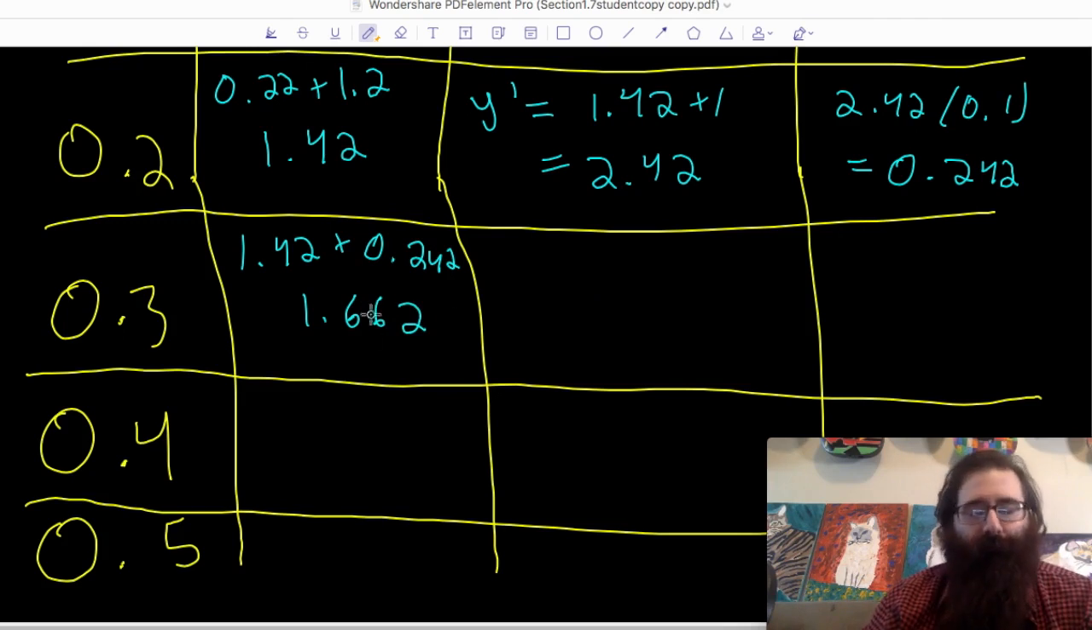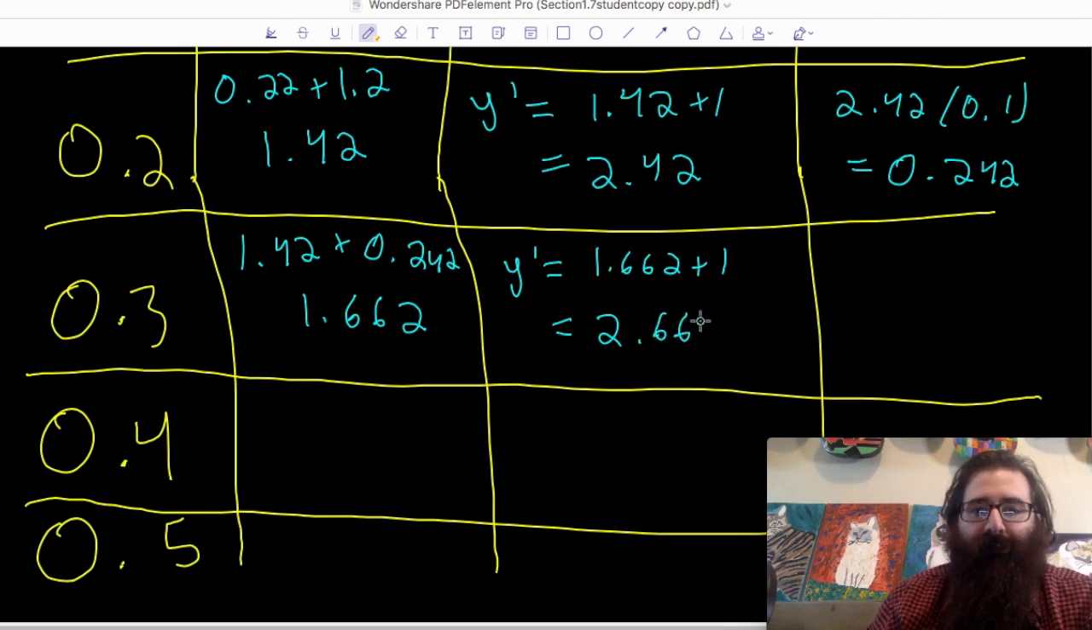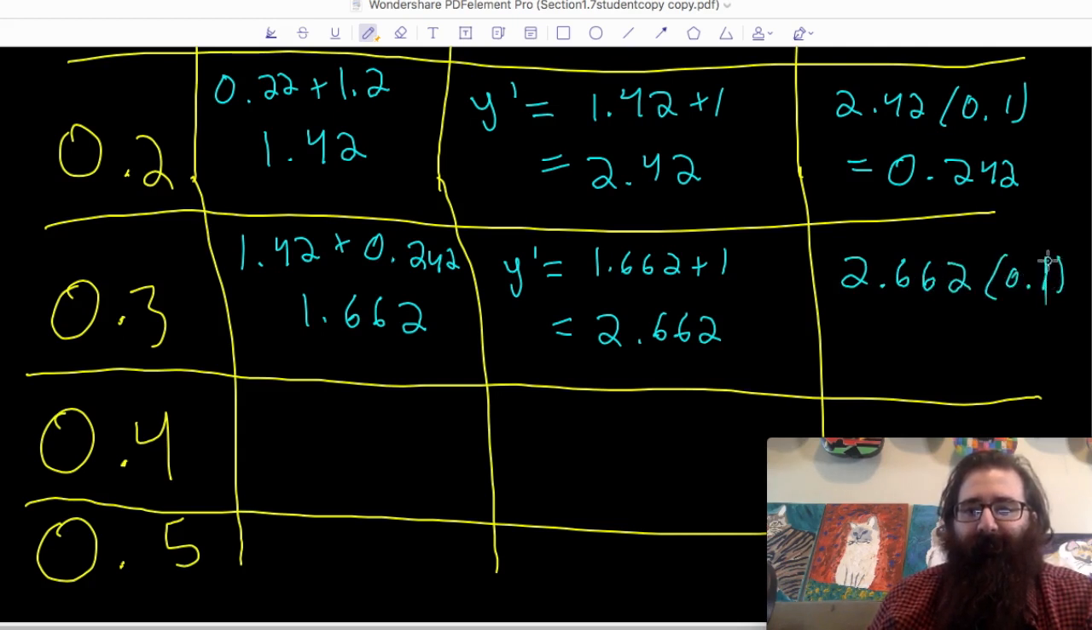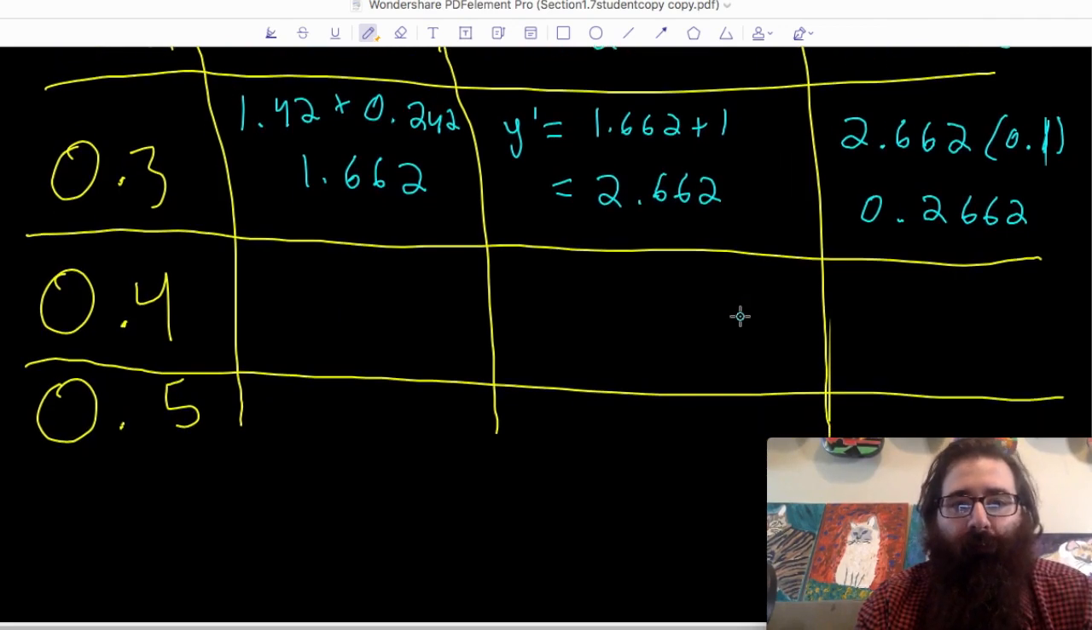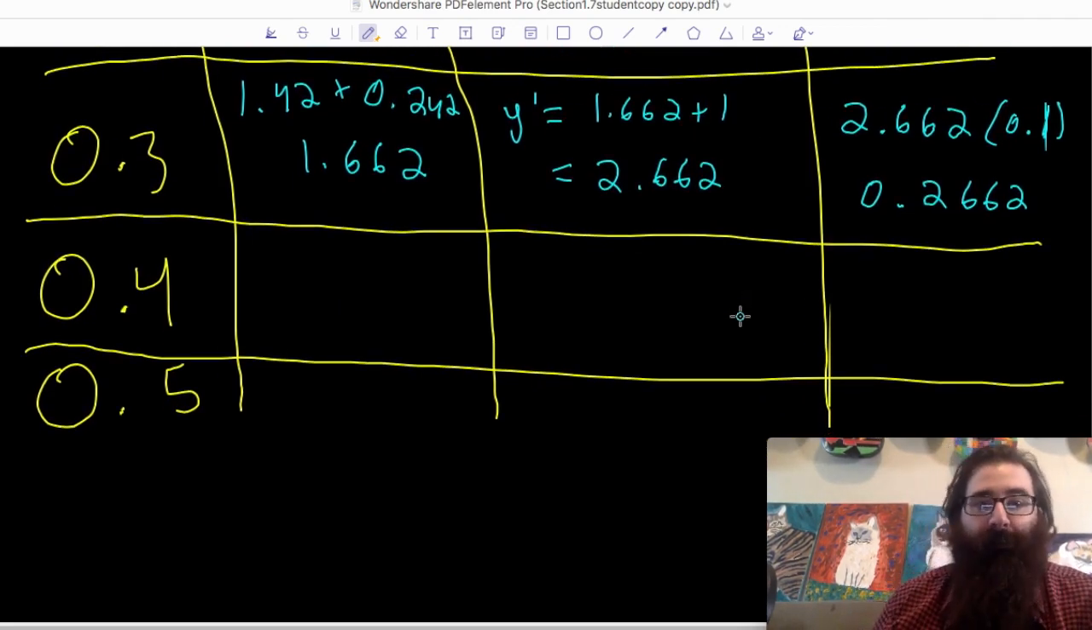And then I go finish this next row, right? So y prime is y plus 1, so 1.662 plus 1 gives me 2.662. And then I want to go into the next cell. I want to multiply this by h. Let me know in the online discussion board if you're having fun yet with Euler's method. It's not so bad. That's something I can definitely say about it. Multiply by h, so that's going to give me 0.2662, and we're almost done. So don't lose sight of the goal. We're almost done. We got to do this one more time, and then we're going to be done.